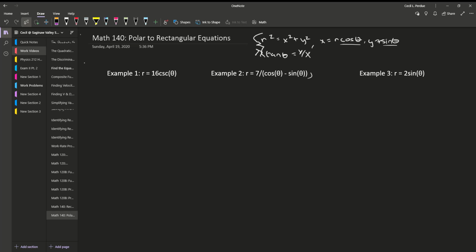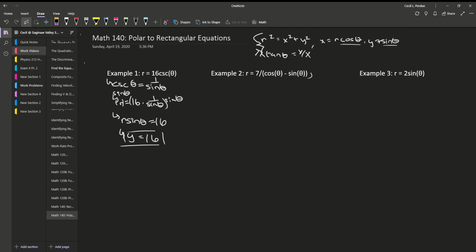So in our first example, we have r is equal to 16 times cosecant of theta. The important thing that we need to recognize is that cosecant of theta is equal to 1 over sine theta. If we plug that in, we have r is equal to 16 times 1 over sine theta, and then if we multiply both sides by sine theta, we're going to have r sine of theta is equal to 16. R sine theta is y, so then we just plug that in for y, and we get y is equal to 16.